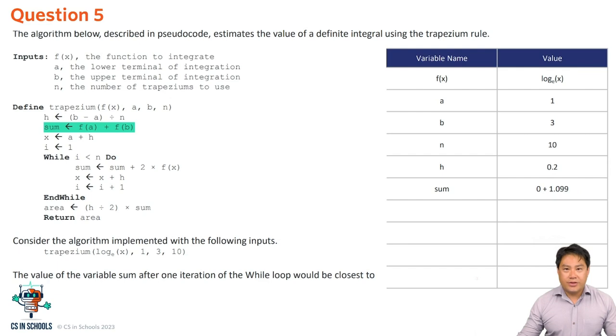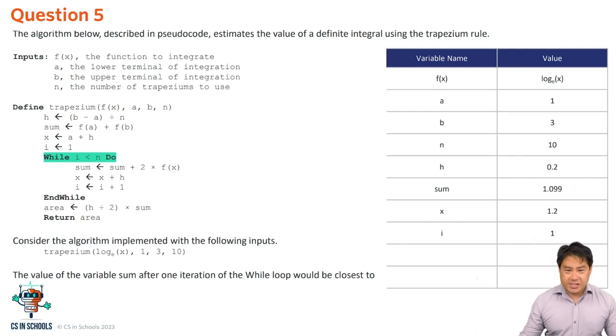So if we evaluate that with our calculator, we arrive at the value of 1.099 to 3 decimal places. So that will be assigned to the value for sum. The next line is a plus h is going to be assigned to x. So there's our x variable, a plus h, substitute in our values, and we get 1.2 being assigned into x. And then we just have 1 being assigned to i, so there's i and 1 right there.